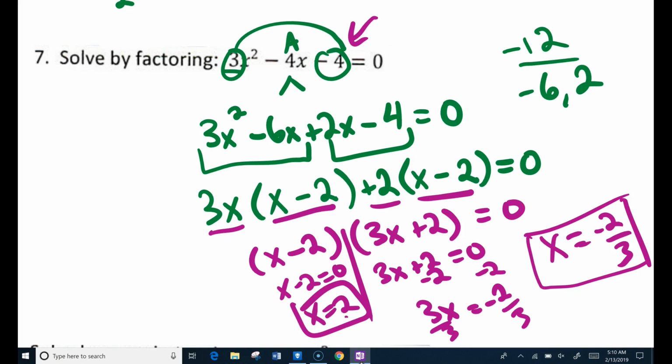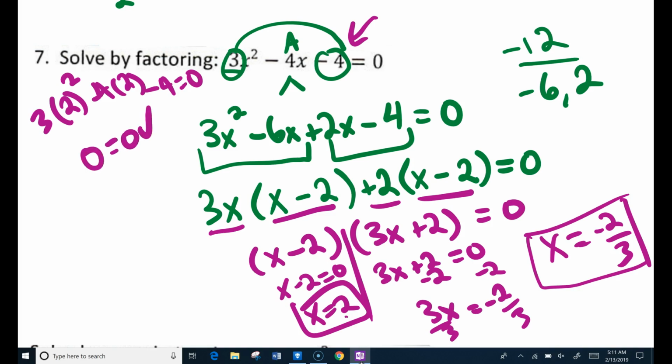If you wanted an alternative way to check, you could always plug in these x values to make sure that when you substitute them back in, you get the 0 that you're hoping for. So when you simplify that, 3 times 2 squared minus 4 times 2 minus 4, you'll get 0 equals 0 to check that it is in fact a 0.